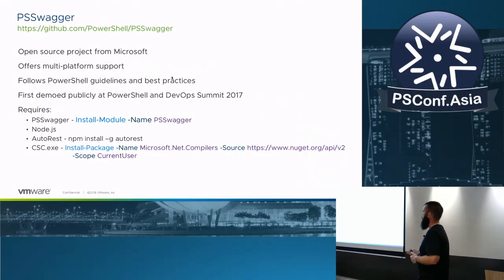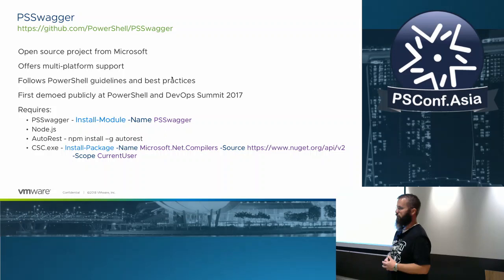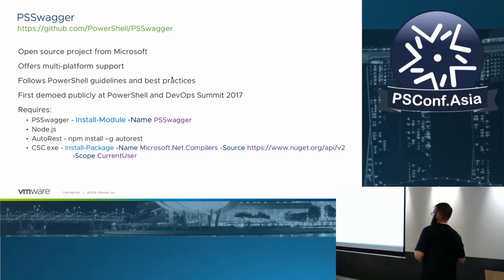So also on display during those lightning demos last year was something called PSSwagger. This is another open source project from Microsoft. It basically takes in your YAML, your JSON, and spits out cmdlets. Really cool. It does offer cross-platform support, so that's great. I can use it on stuff like my Mac. It's also built to follow those PowerShell guidelines and best practices. This was, again, something that I found really interesting as part of the lightning demos a year or so back.